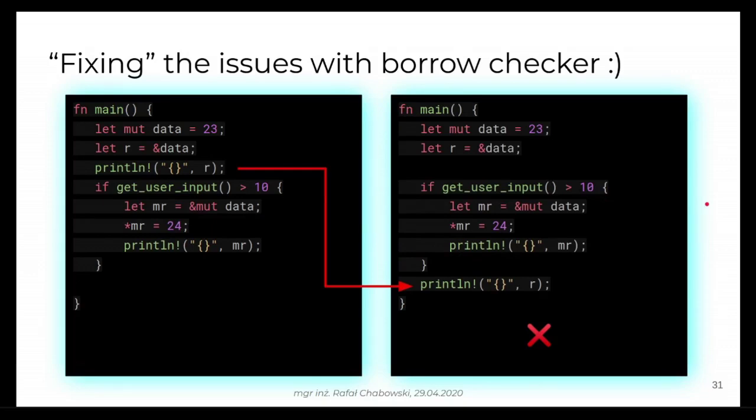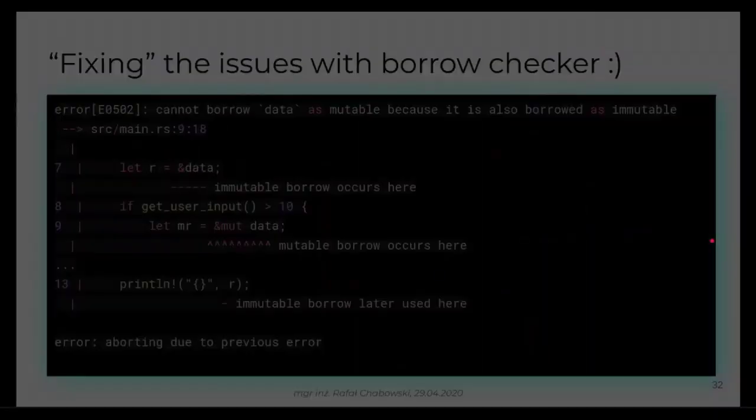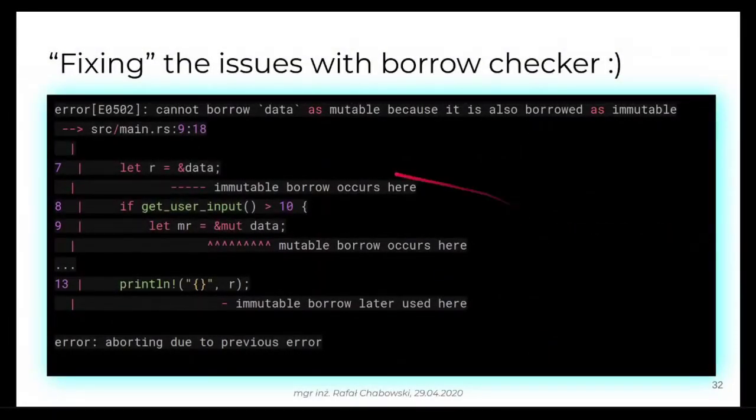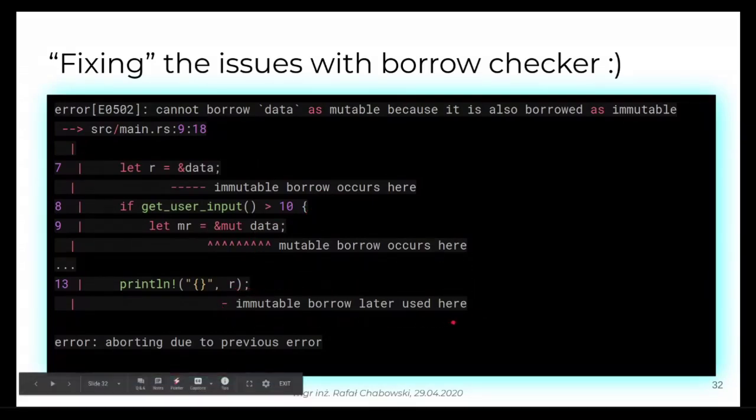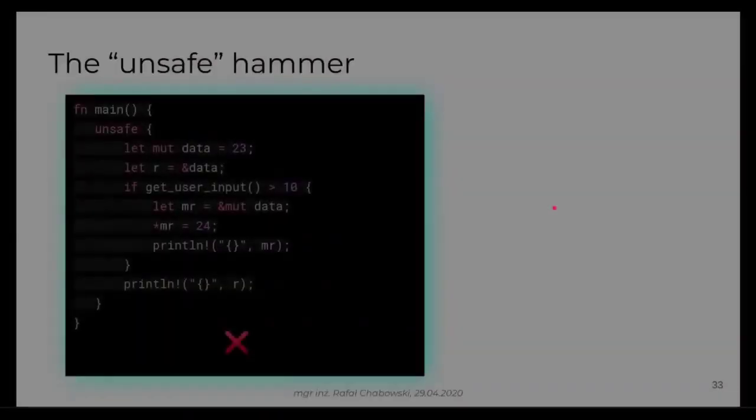So this is the situation when developer is trying to compile the code and says, okay, but I know that this will never execute. Why are you not allowing it to compile? Here is the exact error message we're going to get. We see that we have an immutable borrow, then we create a mutable one, and then we try to use the immutable later. How to fix that?